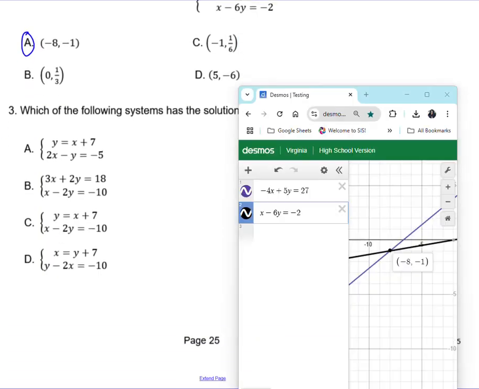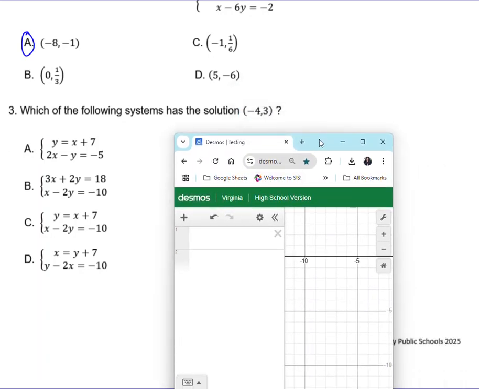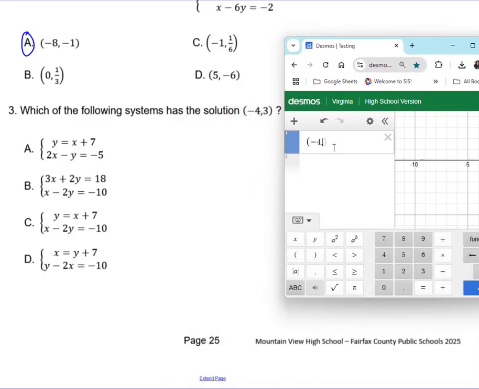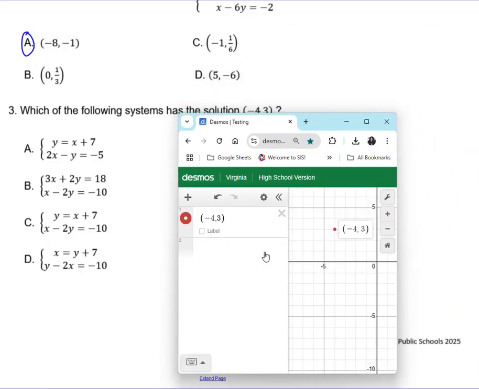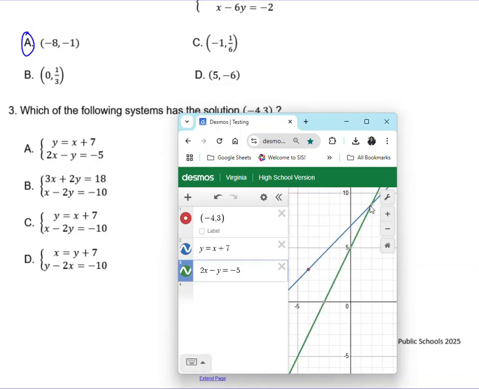For number 3, we want to check which set of equations has (-4, 3) as its solution. This is my solution right here. So we're just going to graph each set and see which one works. Alright, well that one goes through it, but we want to make sure the next one also goes through it at that point. Well, that is not the solution, because the solution here is (2, 9). And that's not what I'm looking for.